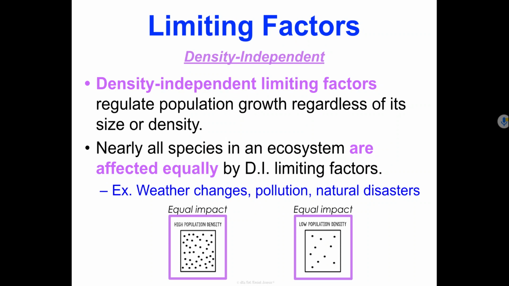So, to sum up, you've seen how to measure population density and identify patterns of population distribution. You've also seen how limiting factors can impact the growth of a population and determine its carrying capacity.